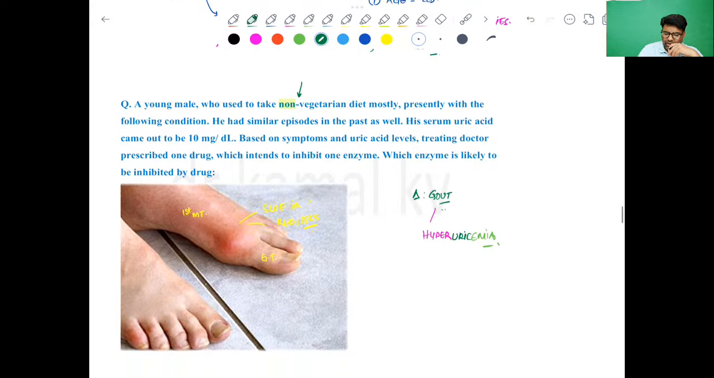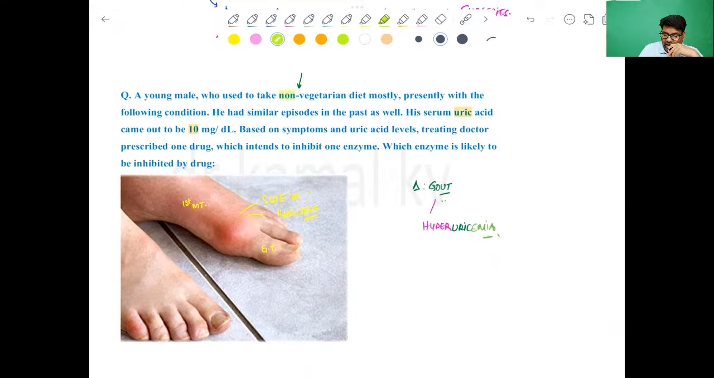And this is also documented as uric acid is 10. Normally it should be around 6.5, but here it is 10, so it is an indicator that yes, the uric acid value is high. Now what we want to do is reduce the formation of uric acid, and therefore we will give one drug which will inhibit one enzyme involved in the pathway of uric acid synthesis, right?